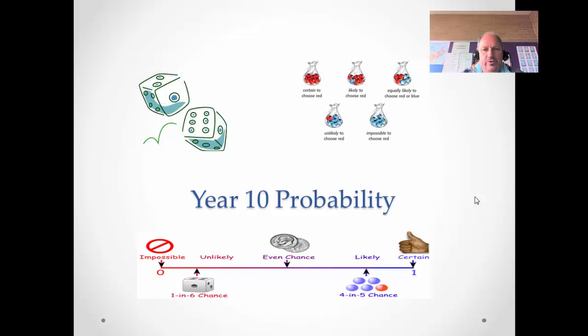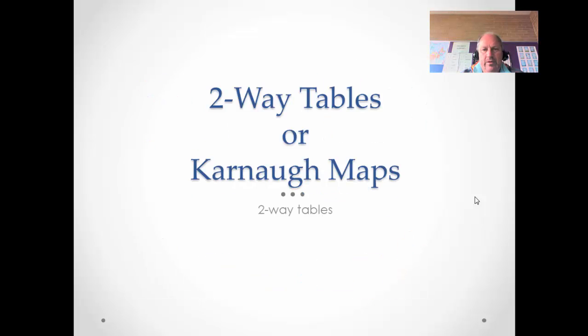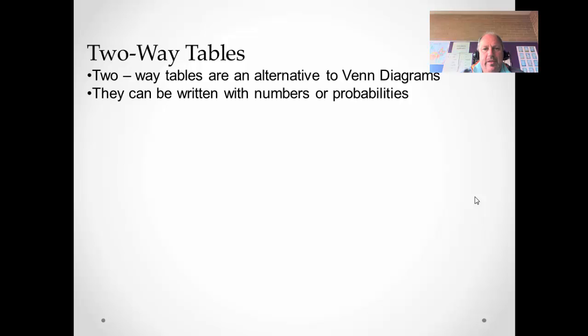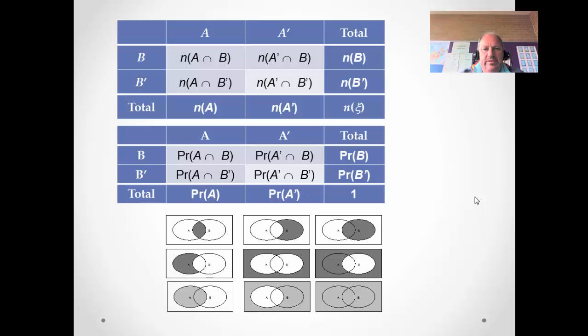Today's lesson is on two-way tables, or sometimes referred to as Karnaugh maps. Two-way tables are an alternative to our Venn diagrams, displaying the same information, just presented in a different way. They can be written with numbers or with probabilities. Here you can see two-way tables and the matching Venn diagram underneath.